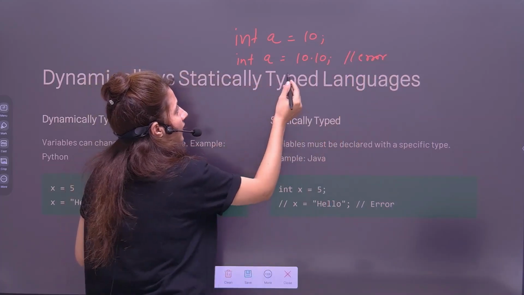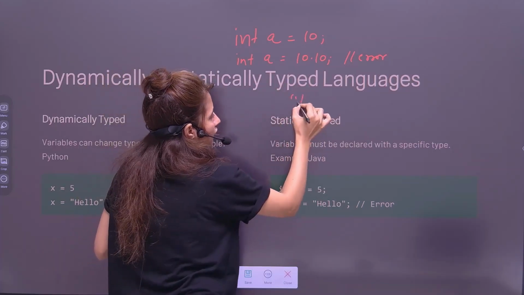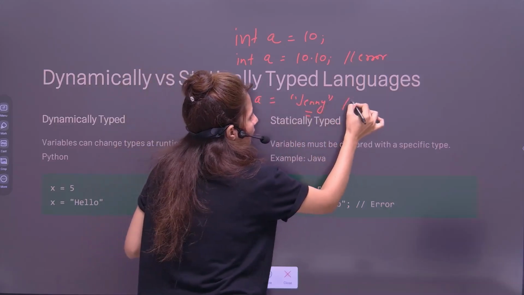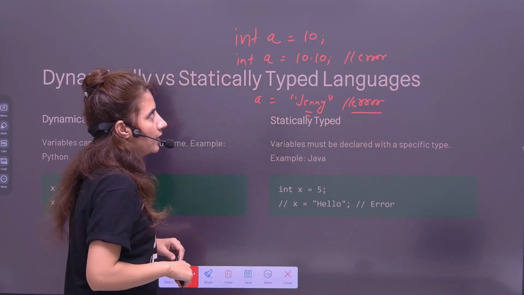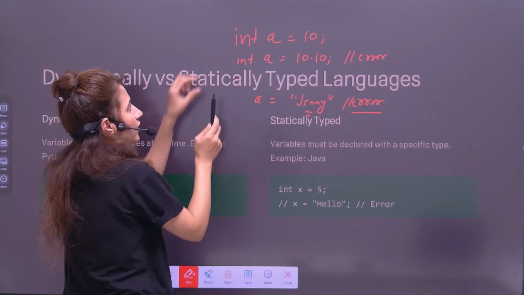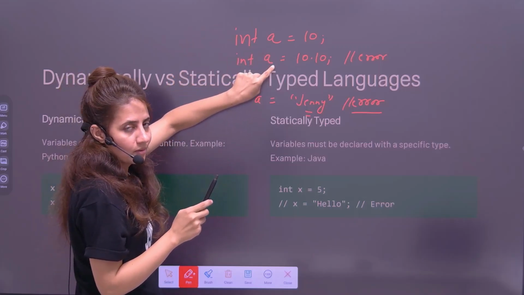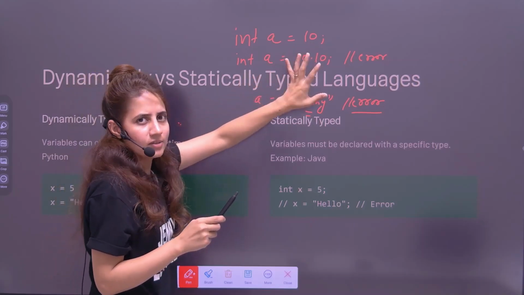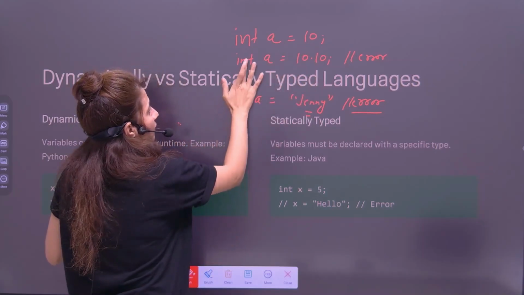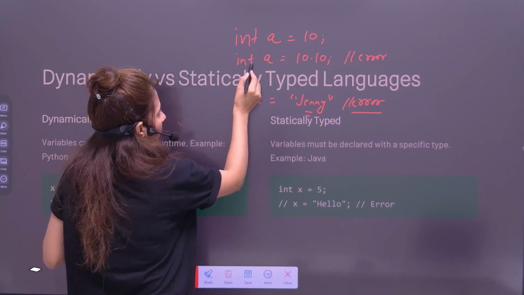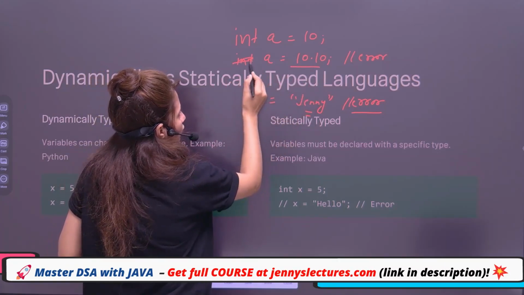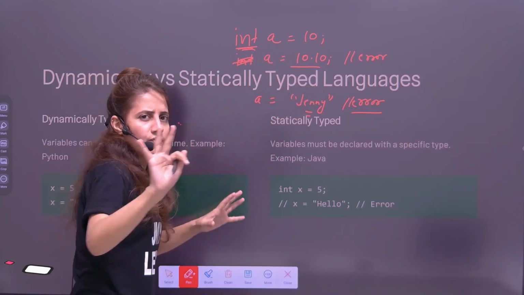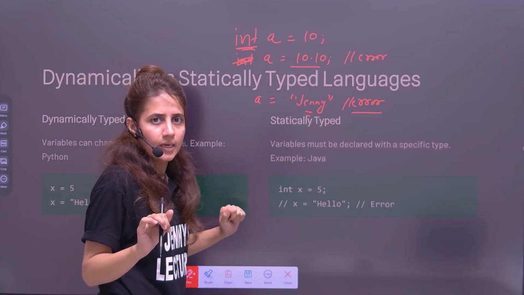If you want to store a string like "Jenny" here, a string literal in a, it will give you an error, right? Obviously, within the same scope, we cannot redefine a variable like int a is equal to 10. Again, I'm writing int a, so you cannot redeclare a variable. So if you simply remove this int and write a is equal to 10 just to change the value, then also it will give an error because the type is int. You cannot store a different type of data here.